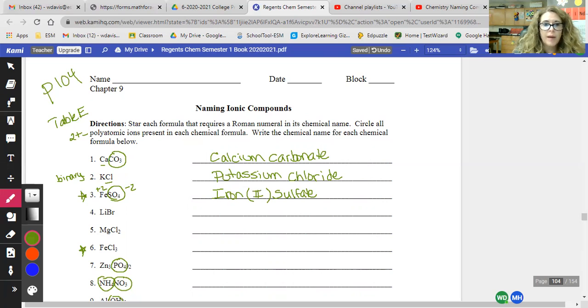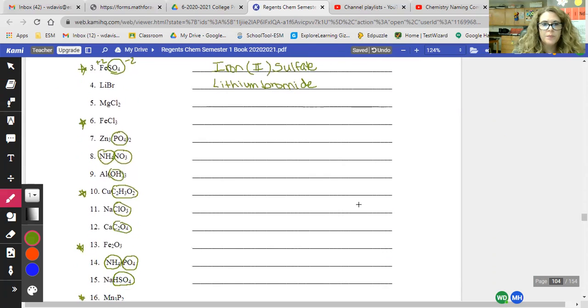All right, so binary compound, no table E, no Roman numeral. So the metal gets its full name, that's lithium. And then bromine becomes bromide. So lithium bromide. Let's just give myself a little bit more space here. Okay, and so now I have binary magnesium. Right, the metal keeps its name. And then chlorine becomes chloride.